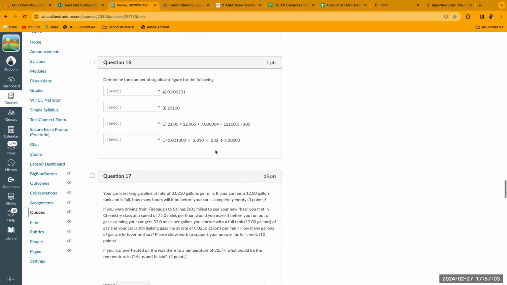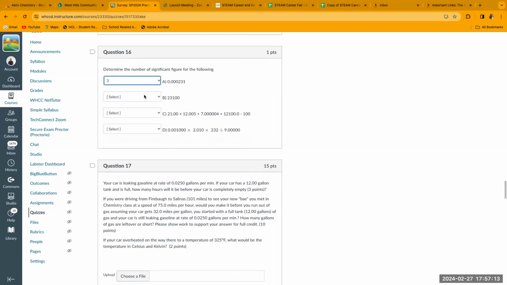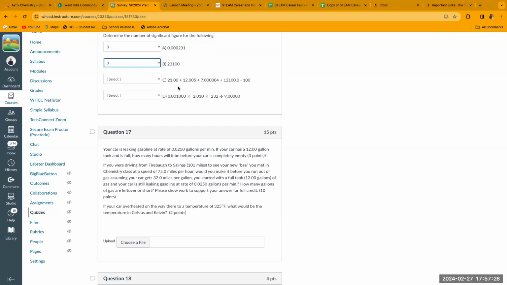Okay. So determine the number of significant figures of the following. How many sig figs here? 3. 3. What about the second one? Is it 3 as well? You said it's also 3. That is correct. Okay, this one we have to add it up.